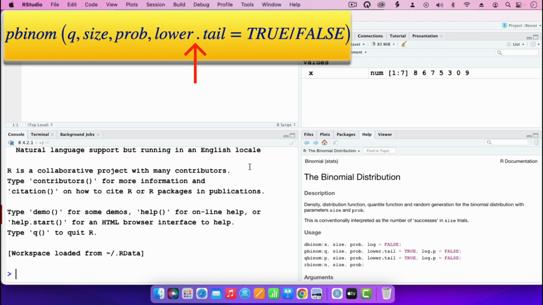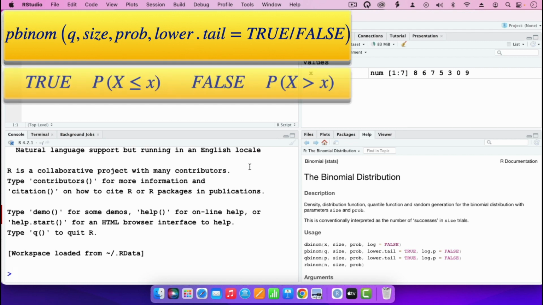For lower.tail, if you specify that it is true, then you'll be calculating the probability that X is less than or equal to x. If you specify that it is false, then you'll be calculating the probability that X is greater than x. If you don't specify lower.tail and just leave it blank, it assumes that lower.tail is true, so you'll be calculating the probability that X is less than or equal to x.